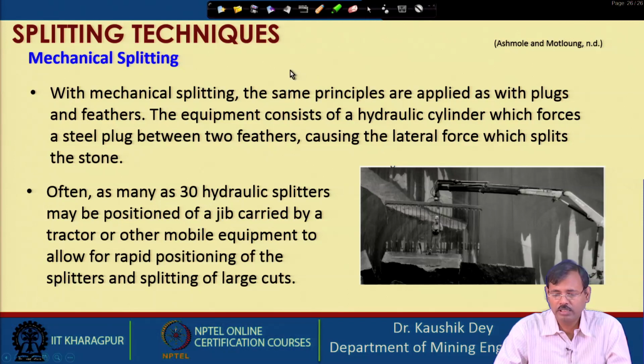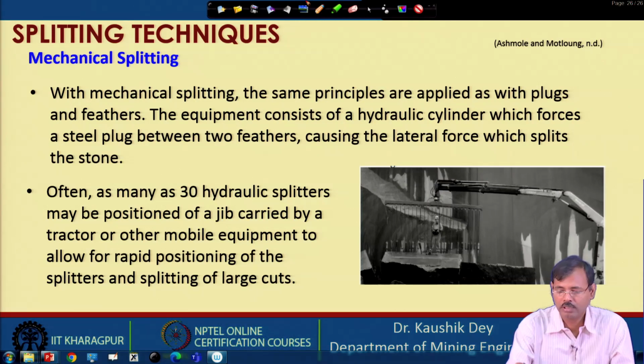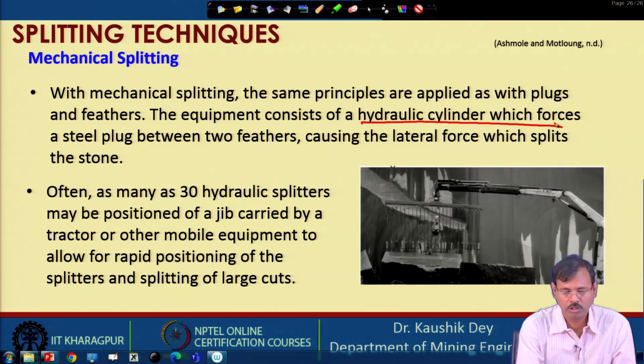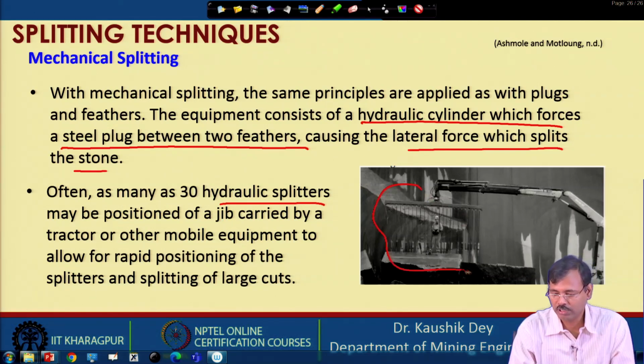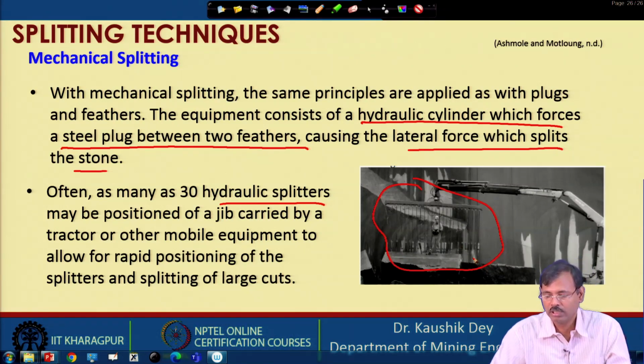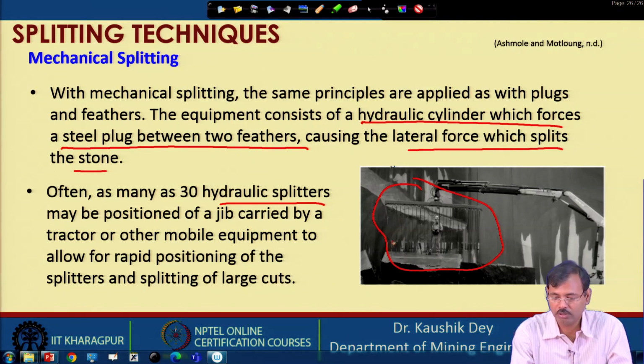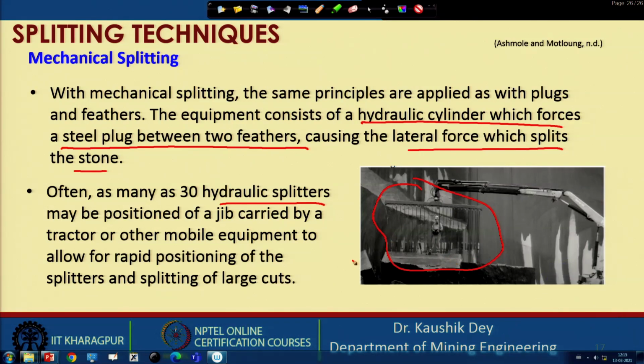Then mechanical splitting is also possible, where a hydraulic hammer or hydraulic cylinder forces a steel plug between two feathers, causing a lateral force to split the stone. At a time there may be 30 hydraulic splitters in use. This is one figure available for that, which are placed inside the hole, and then the hydraulic force is provided. So, this is a mechanical splitting system.